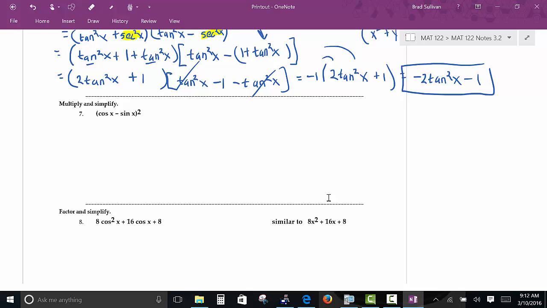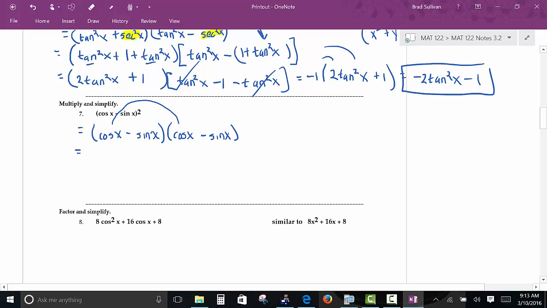Probably FOIL it, exactly. So let's do that, okay? It's something squared. So let's go ahead and write it out twice. And then we can multiply it out by FOIL. And on this problem, after I FOIL it, I'll show you how you could do this step in your head anyway, if you don't already know how to do that. Okay, so we're going to write it out twice. And you want to go ahead and just start doing the FOIL.